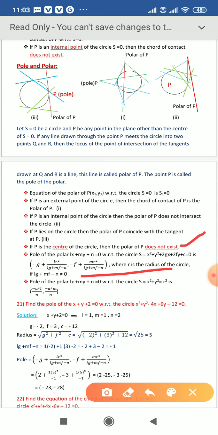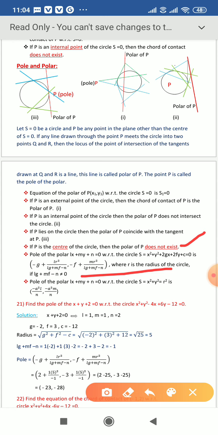If (minus g, minus f) is on the line Lx plus My plus n is equal to 0, that is minus Lg minus Mf plus n is equal to 0, so that is Lg plus Mf minus n is equal to 0, then the center is on the line. If the center is on the line, the polar does not exist. Therefore, Lg plus Mf minus n must not be equal to 0. Then this is the pole formula for the polar.